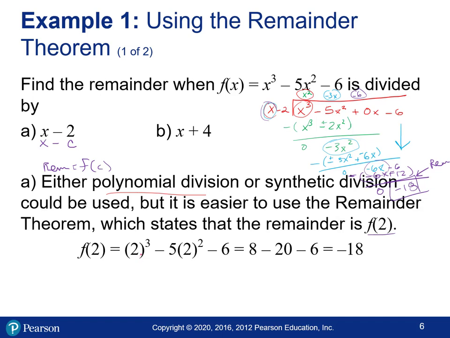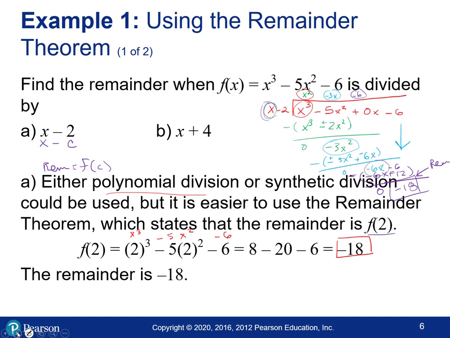And so we do. So just plugging this in, this used to say x cubed in our function, minus 5x squared minus 6. Simplifying that, we do in fact get negative 18. So the remainder theorem, if we ever want to know the remainder, is much quicker than actually working out the division.